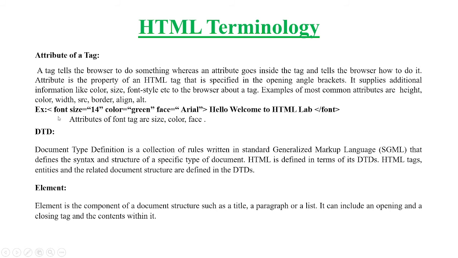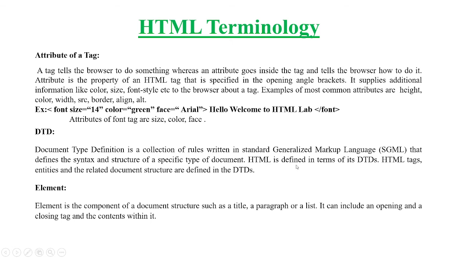So now it's clear what an attribute of a tag is. It tells the browser how to do the work. The third terminology is DTD, that is document type definition. It is a collection of rules written in SGML, and these rules help to define the syntax and structure of a specific type of document.